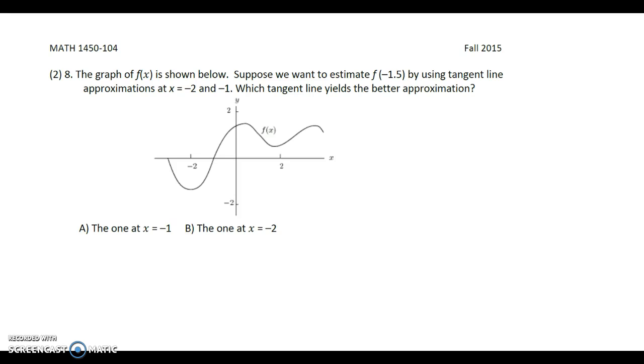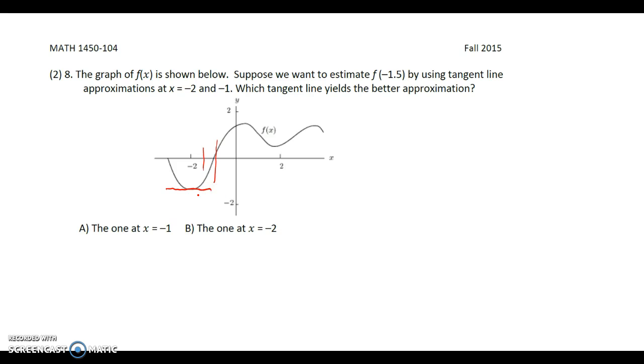Next, the graph is shown here. Suppose we want to estimate negative 1.5. So I'm just going to say, all right, here's about 1, here's about 1.5. Suppose we want to estimate negative 1.5 by using tangent line approximations. Which yields a better approximation?